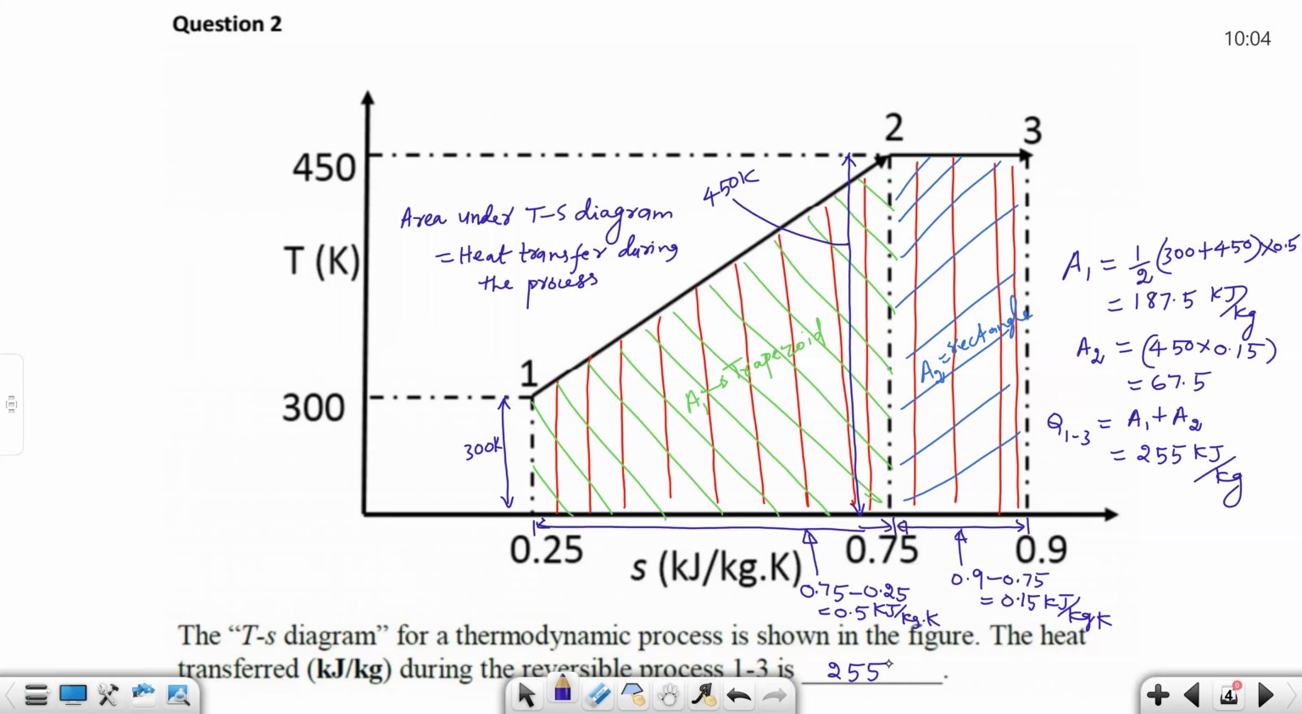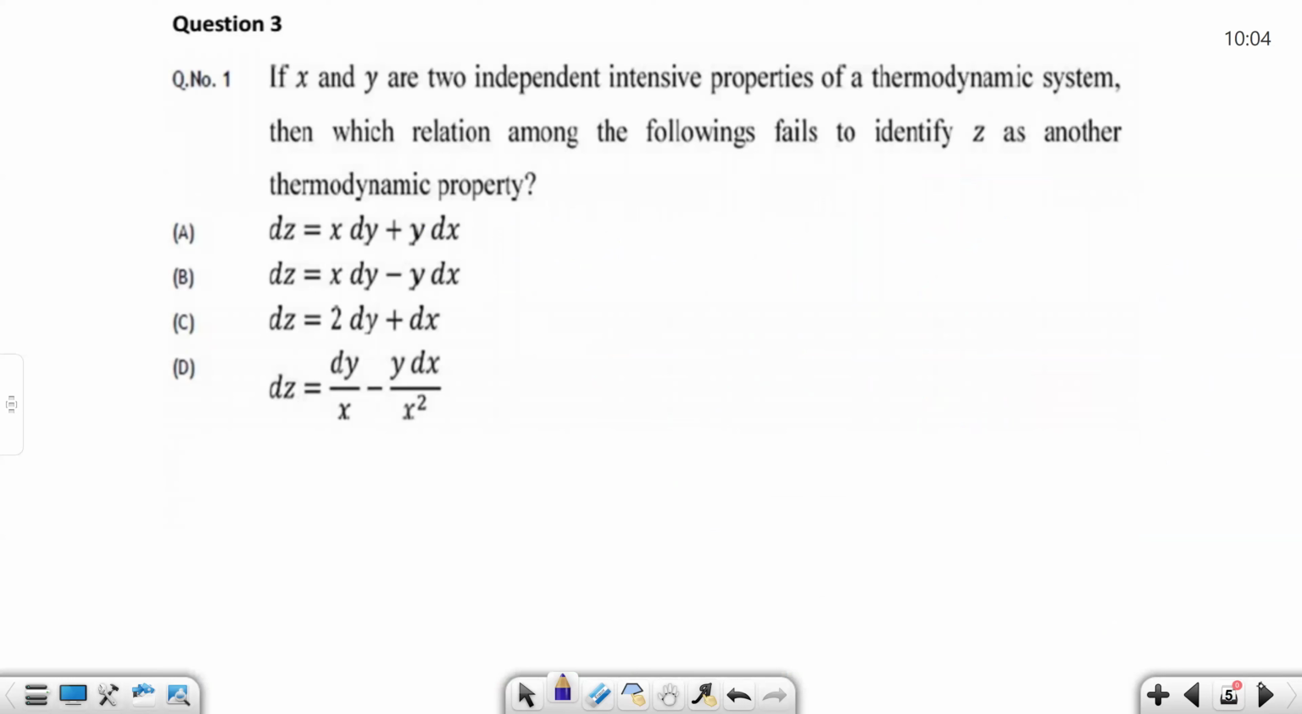So now we move to question number 3. Next question. If X and Y are two independent intensive properties of a thermodynamic system, then which relation among the following fails to identify Z as a thermodynamic property? So if Z is a thermodynamic property, then the equation must be exact.